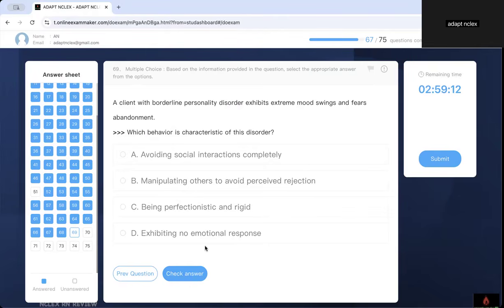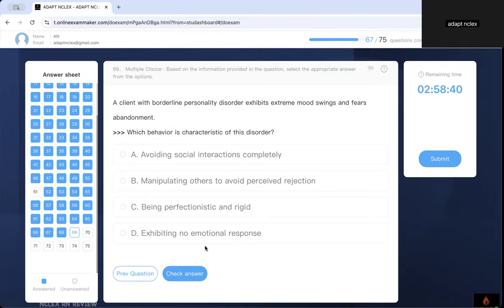You see how you answer this concept question? I want you to spend time here. This is why people run away from this. It is the concept. I give you information in the question, and I say extreme mood swing and fear of abandonment. I never say avoid social interaction. Manipulating others to avoid perceived rejection. You see, mood swing, fear of abandonment. Therefore, what am I going to do? I will do things so that I can manipulate the situation.